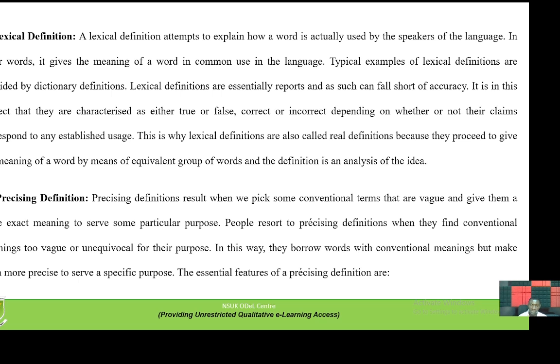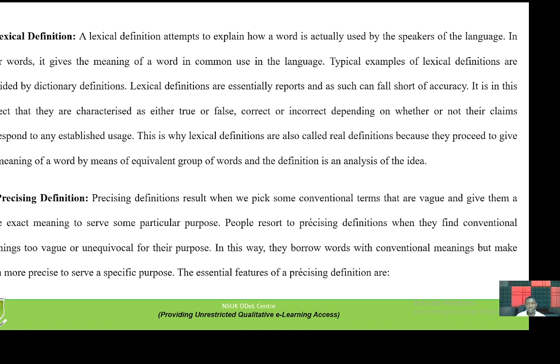The third one is precising definition. Precising definitions result when we pick some conventional terms that are vague and give them a more exact meaning to serve some particular purpose. You are defining these words within a context to serve the purpose for which you are using those words, or the terms, in the context.